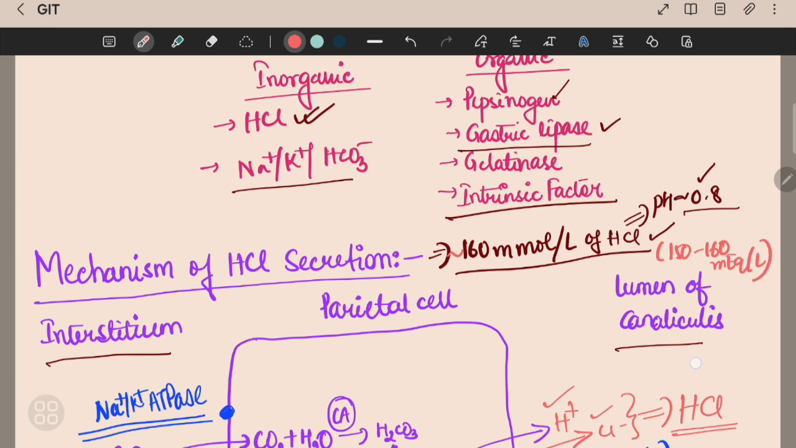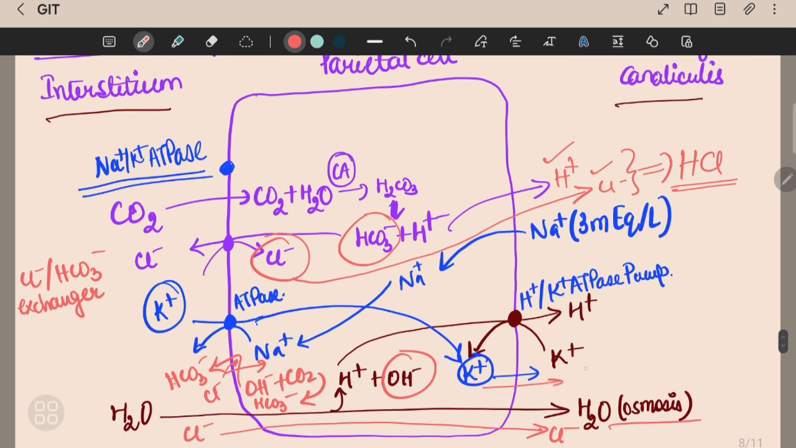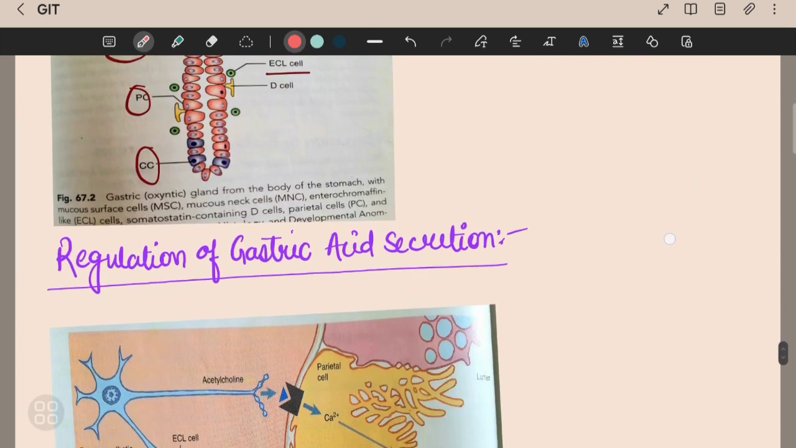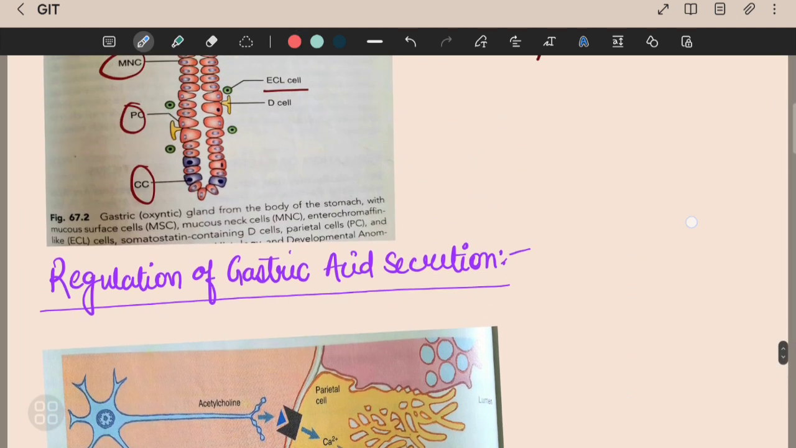Okay, and potassium chloride also. This potassium, which was coming to some extent, will in the presence of this chloride also form potassium chloride, at approximately a concentration of 15 milliequivalent per liter. If some amount of sodium is there, then sodium chloride will also be formed. Now this is very important, that is the production of HCl.